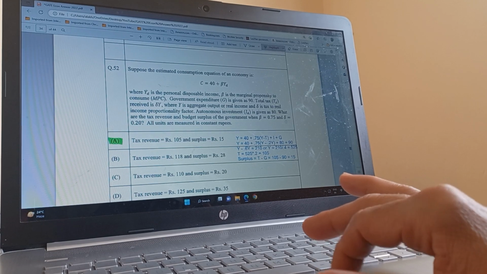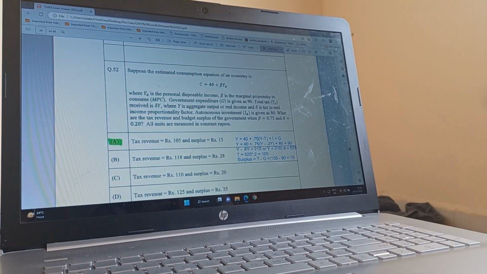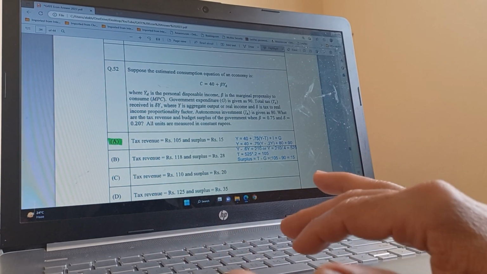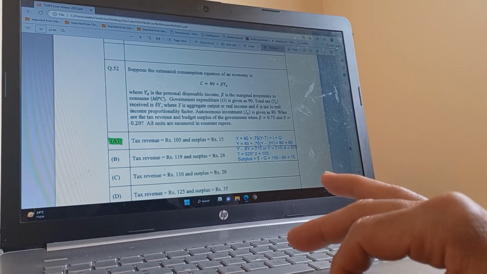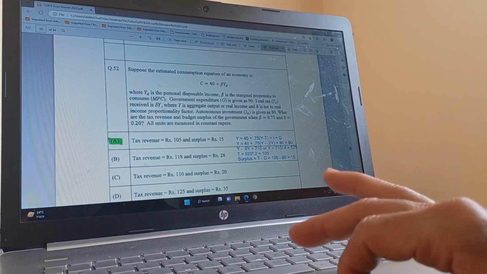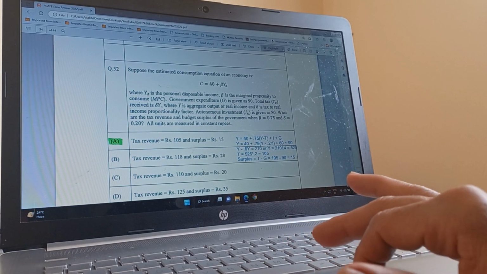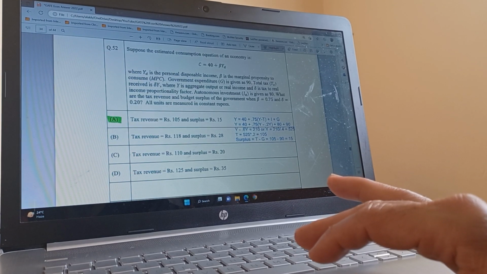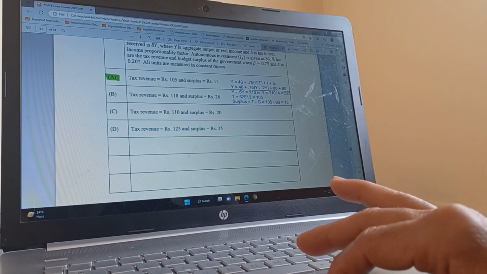So this gives Y is equal to 525. Now the tax rate delta is 0.2. So this becomes 525 times 0.2, which is equal to 105. Since government expenditure is 90, the surplus is T minus G, which is equal to 105 minus 90, which is equal to 15. And that matches our answer choice A. There is no point in discussing B, C, and D because there is nothing that I can explain in this. This is the formula, and that is what you will use always.